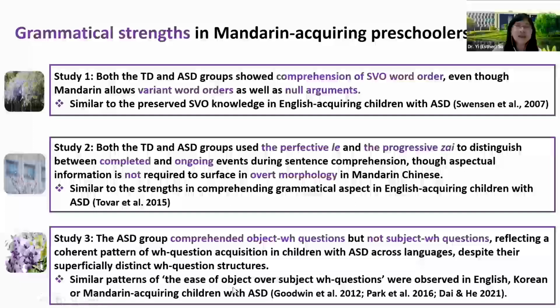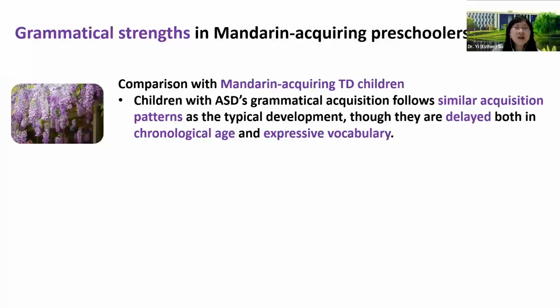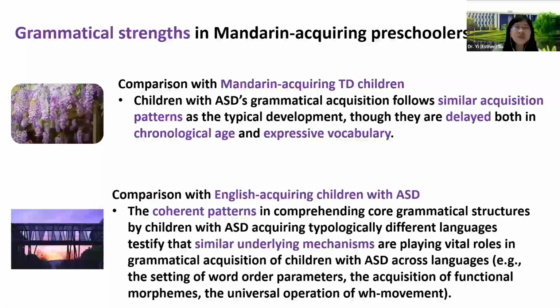So they all demonstrate the ease of object over subject WH questions across languages in children with ASD, despite their superficially distinct WH question structures. So compared with Mandarin acquiring TD children, we think that children with ASD's grammatical acquisition follows similar acquisition patterns as typical development, although remember that these two groups are not matched on vocabulary, so they are delayed both in chronological age and expressive vocabulary. And also compared with English acquiring children with ASD, we found more similarities than differences.